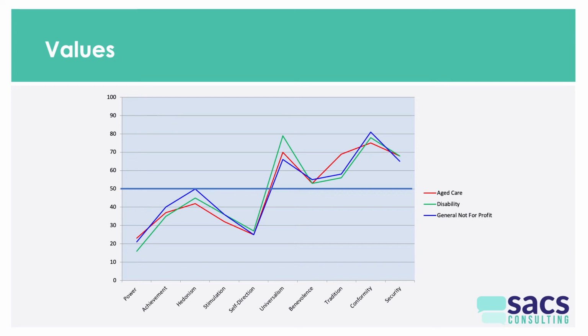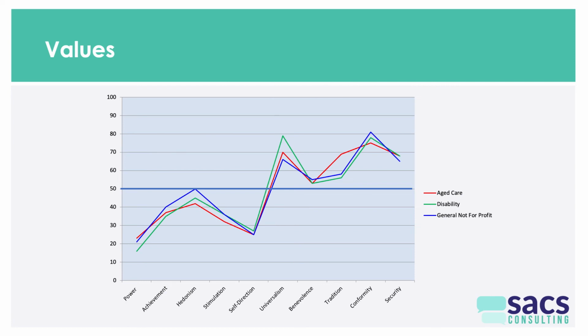Achievement, that's about a sense of ambition, relatively low, so not very driven in terms of self-progression. Hedonism is about having fun, so let's call that around about population average or a little bit below. Stimulation is about how much do you like to do new and different things.